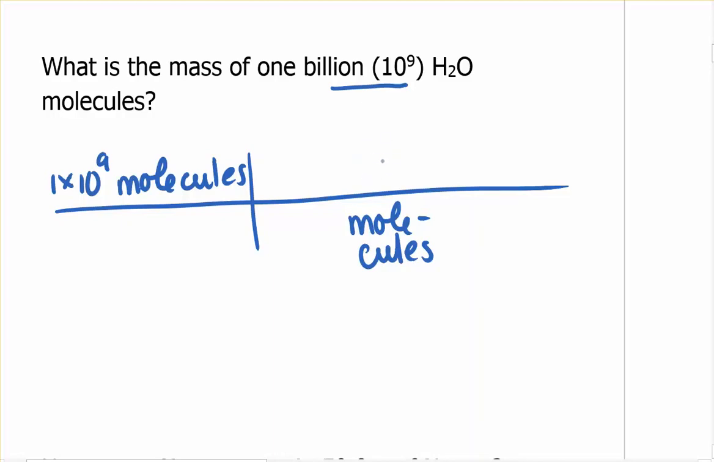In chemistry, if you have a doubt, you want to go to moles. That is often the first step. If you can convert to moles, then you can convert to other things from there. So how do I go from molecules to moles? I'm going to use Avogadro's number.